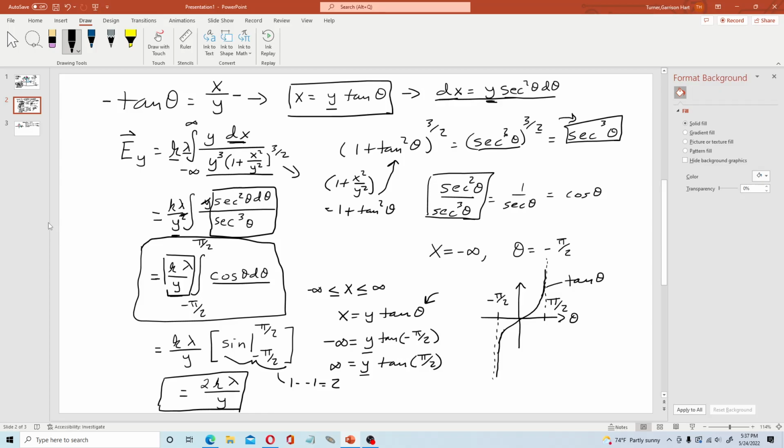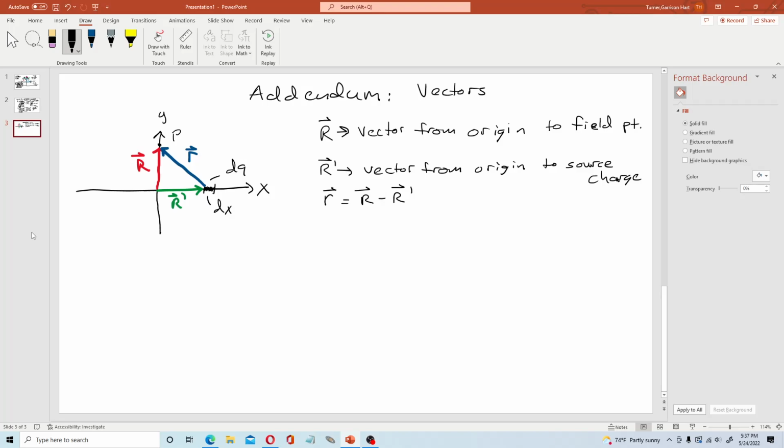Now, there's one remaining topic that I would like to address, and that is an addendum of vectors. And so far we've kind of hand wavy ish talked about the unit vector r hat and the r vector here and so on. But how do I compute this r vector rigorously? Okay, how would I compute this r vector rigorously?